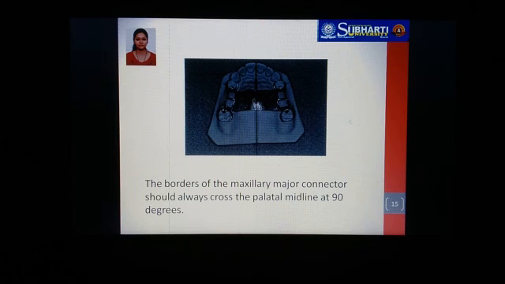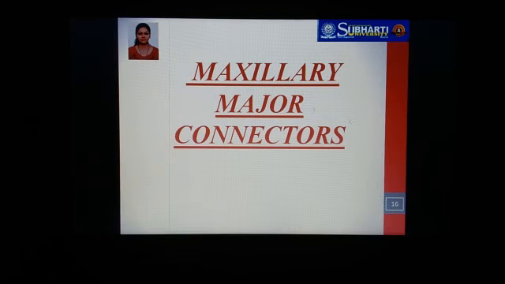Next, the borders of the maxillary major connector should always cross the palatal midline at 90 degrees. So, if you can see, it should always be 90 degrees to the palatal midline. See, this border, this is the palatal midline, and the border should always be 90 degrees to this palatal midline.